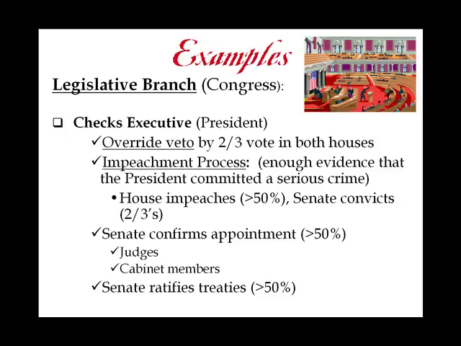The legislative branch also has a very powerful role in the ratification of treaties. The president may negotiate a treaty with a foreign nation, but 50% of the Senate must vote in favor of the treaty in order for it to be ratified.